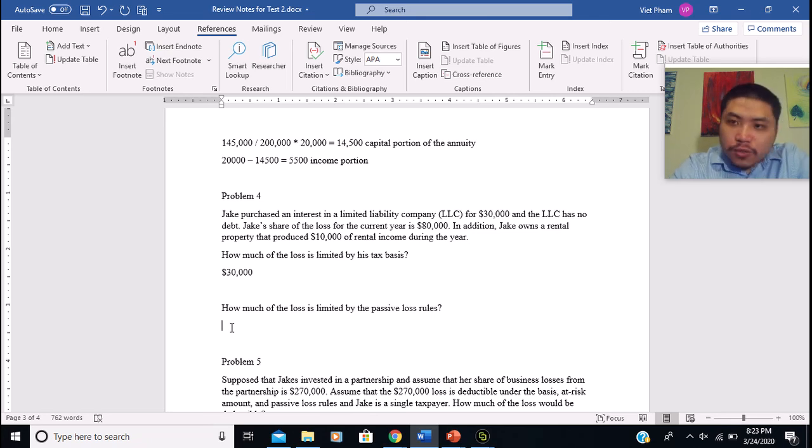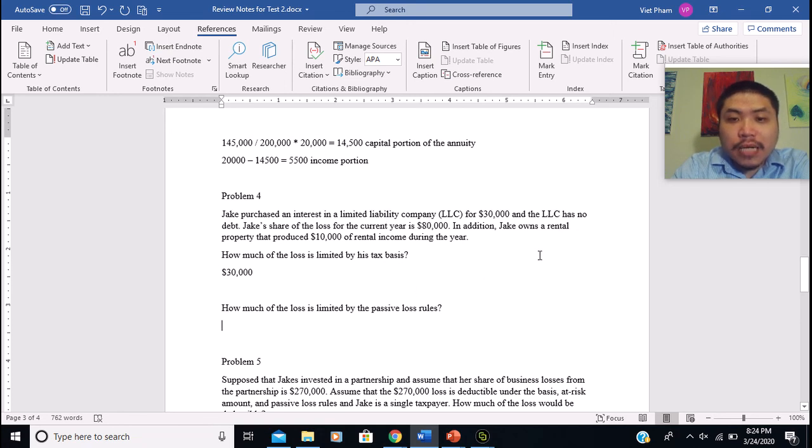Under the passive loss rules, the taxpayer cannot deduct passive loss more than the amount of passive income that he or she made during the year, right? So basically, the taxpayer can only deduct passive loss up to the amount of passive income from some other business, right? So in this case, we know that Jake had $80,000 of loss, right?